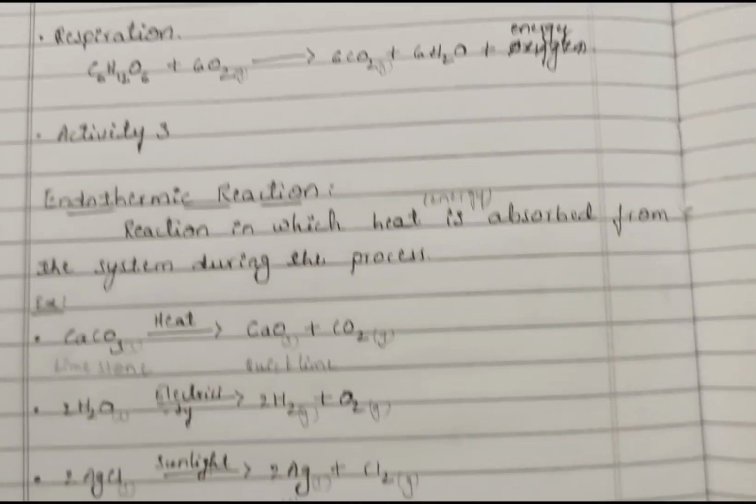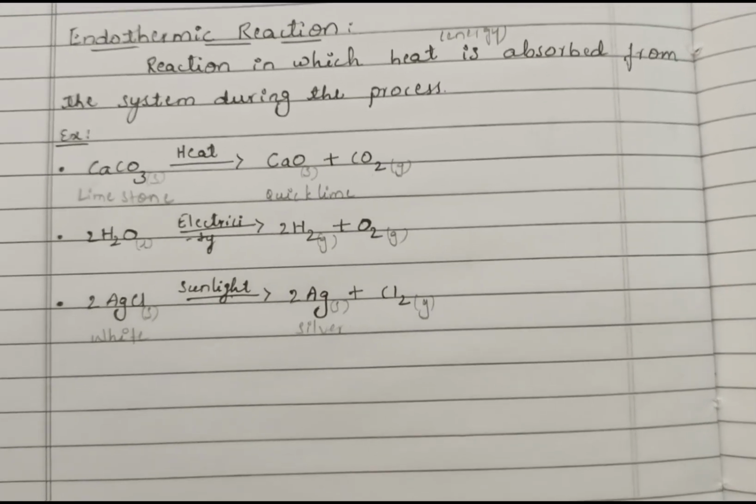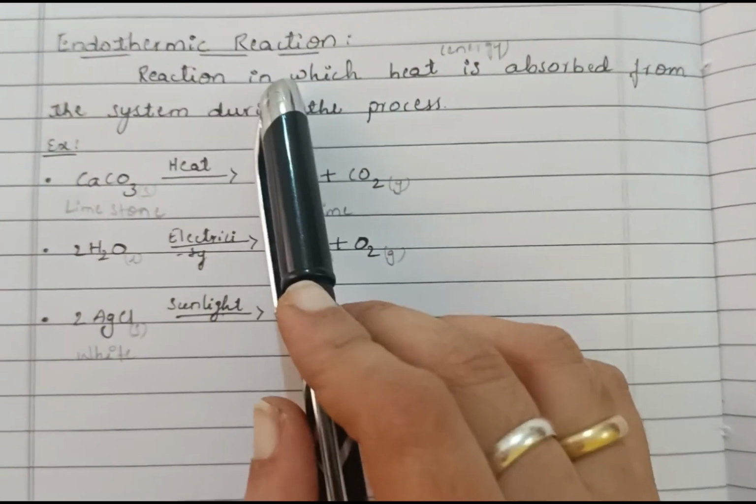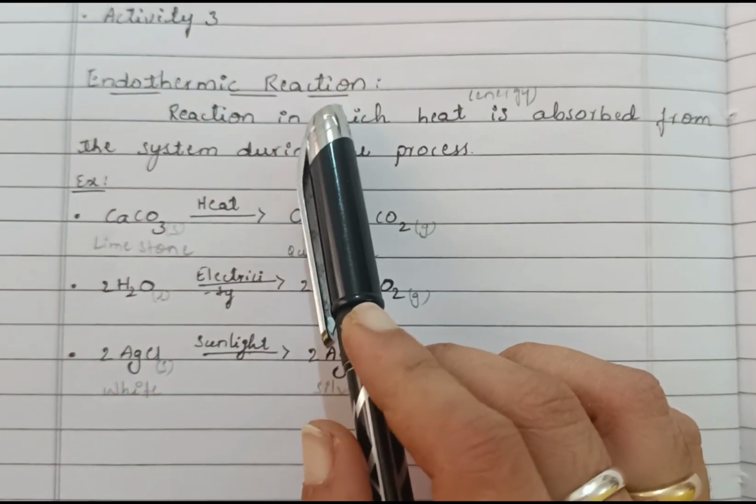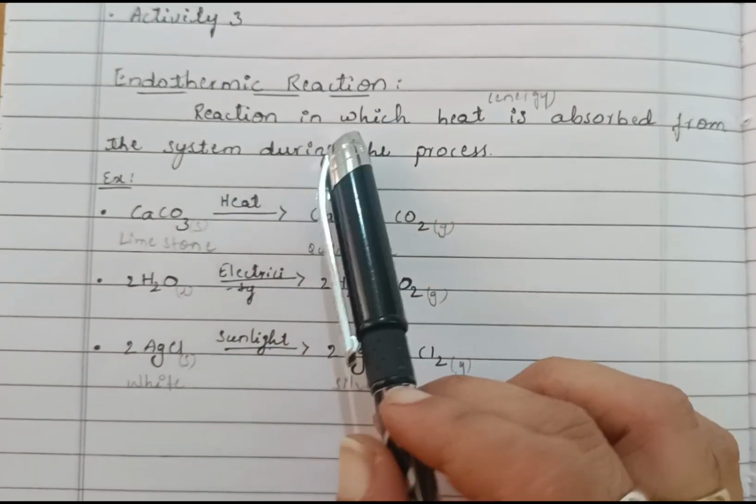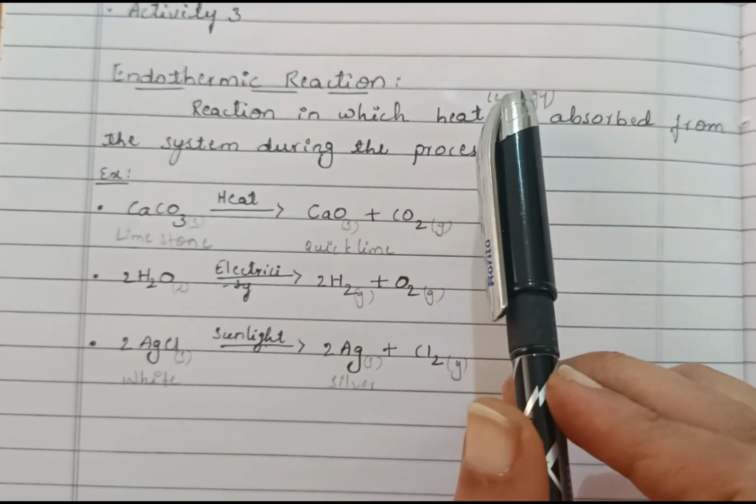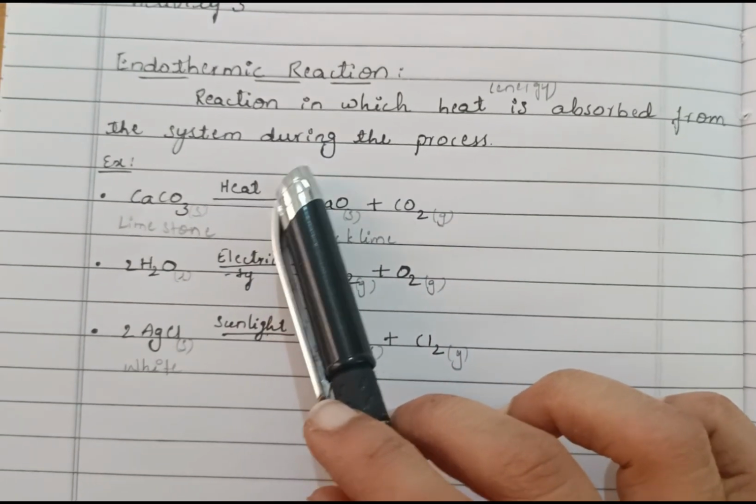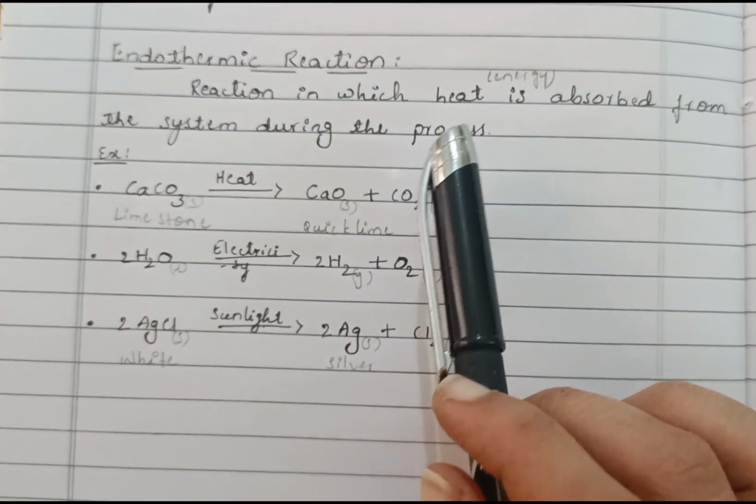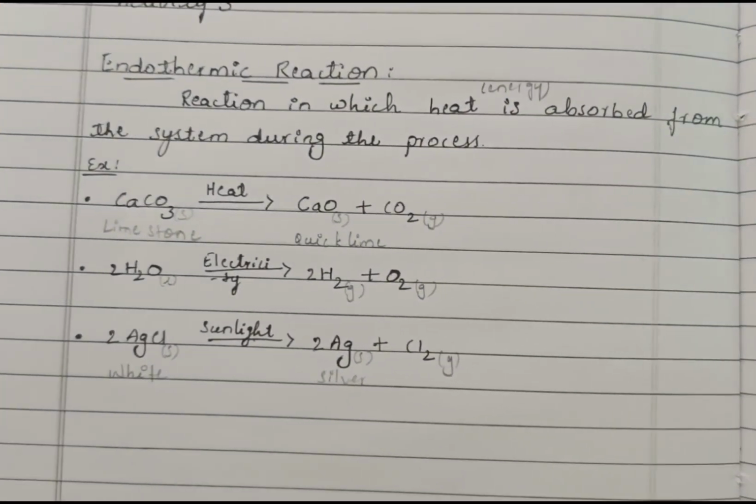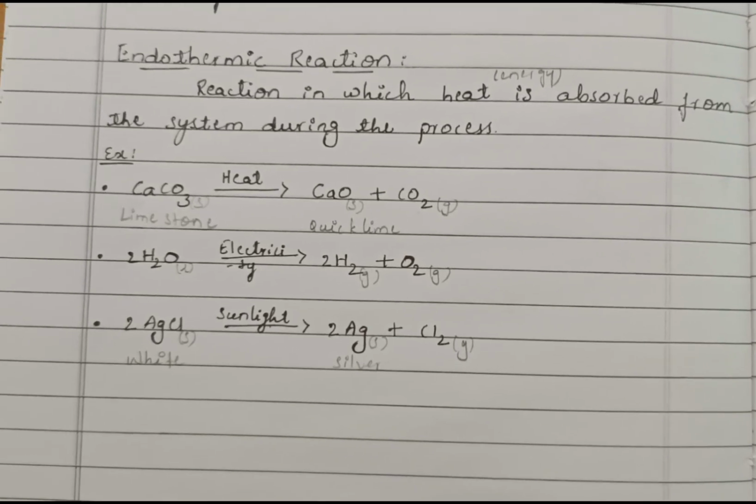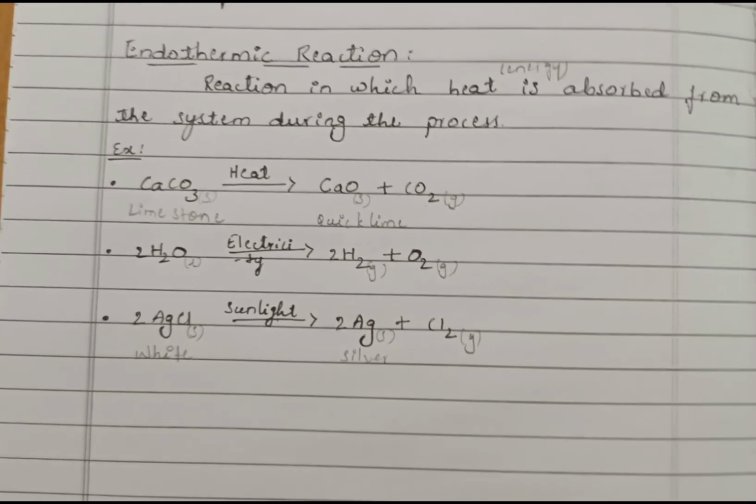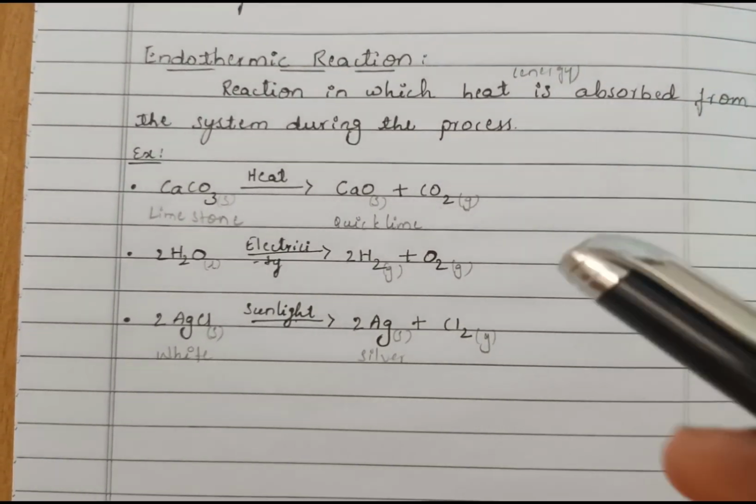Right, this is about exothermic reactions. Now we will see about endothermic reactions. The reaction in which heat or energy is absorbed from the system during the course of the reaction is known as an endothermic reaction. So to carry out this reaction, we have to provide energy or heat. Okay, that type of reaction is an endothermic reaction.